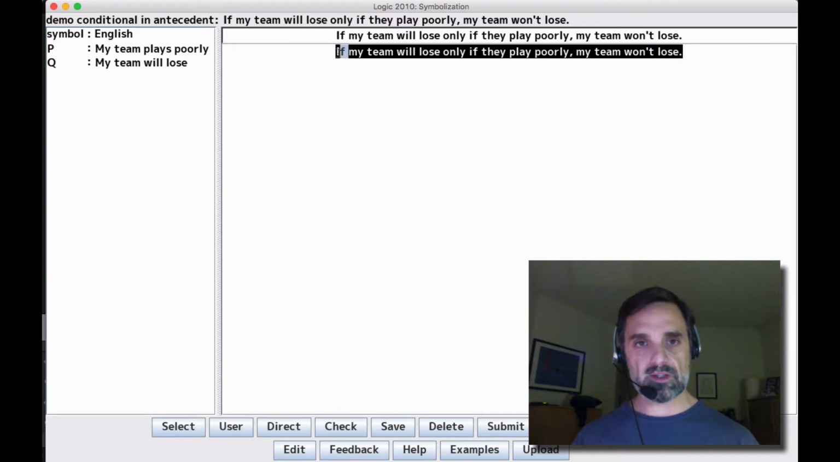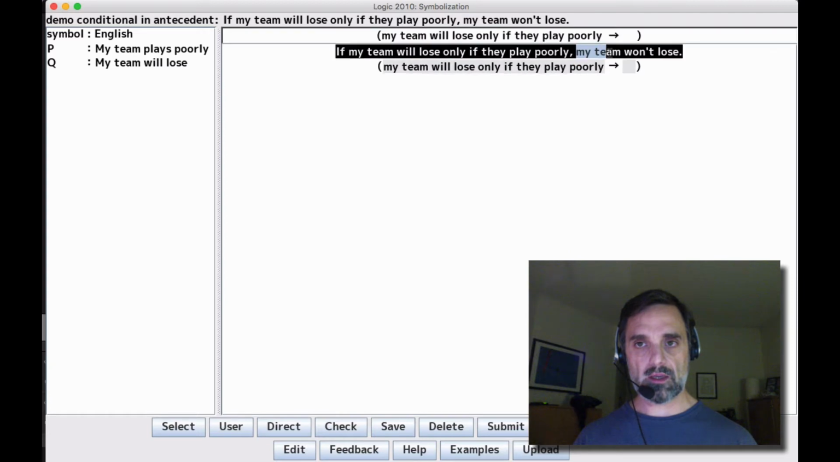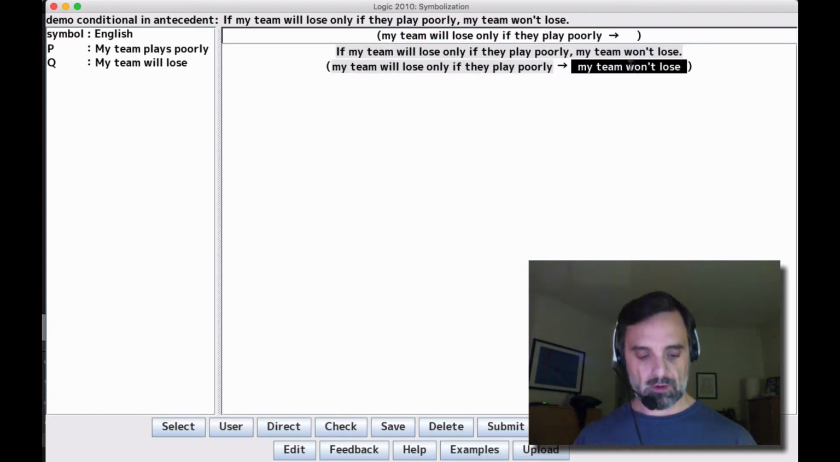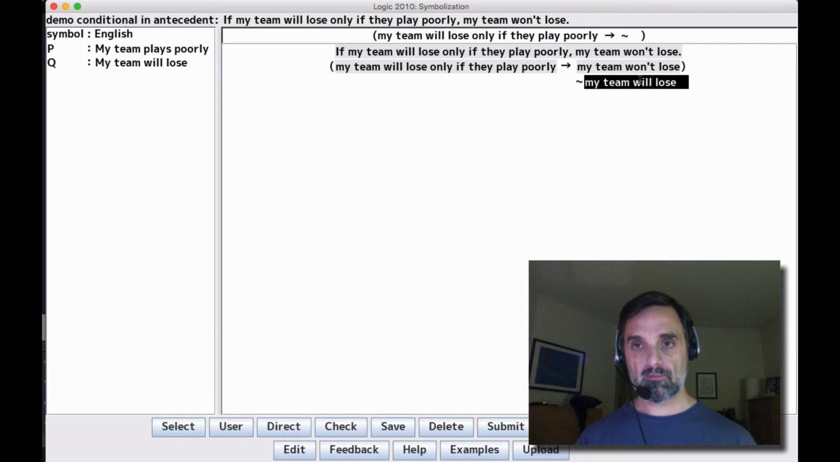So this if introduces the big conditional, and that leaves the rest to be the consequent. So we'll call it a conditional. This is what the if hooks onto, so it goes into the antecedent. My team won't lose. That is the consequent. My team won't lose is the negation of my team will lose, and that is atomic Q.